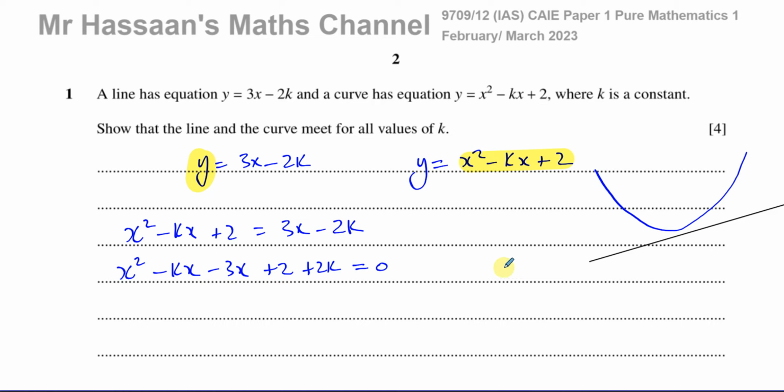Now for me to make this into the form ax squared plus bx plus c equals 0, I know my a is 1, that's fine, but my b is going to be the coefficient of x. Here you have minus kx minus 3x. I want to combine them into 1, so I'm going to take out minus x as a common factor, and put k plus 3 here. That gives minus kx minus 3x. And here I've got my c, which is 2 plus 2k, equals 0. So that's the c, and that's the b.